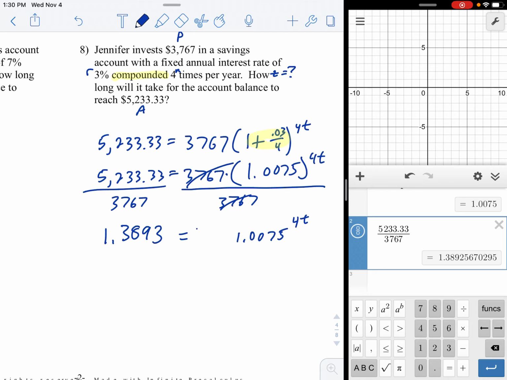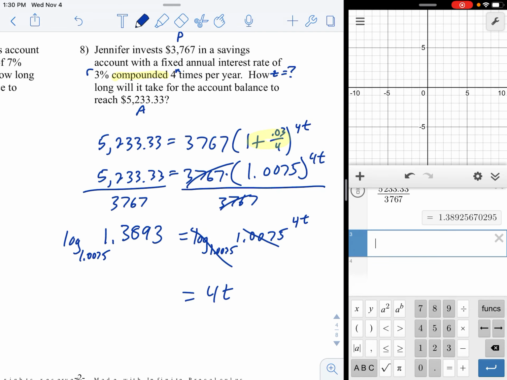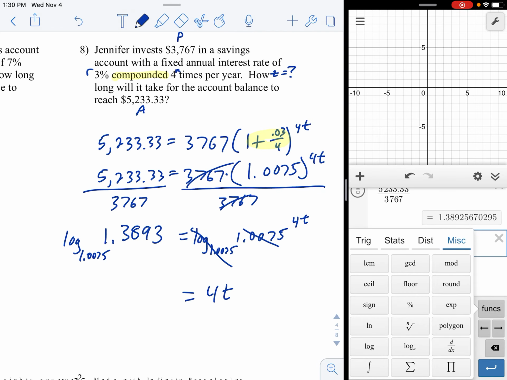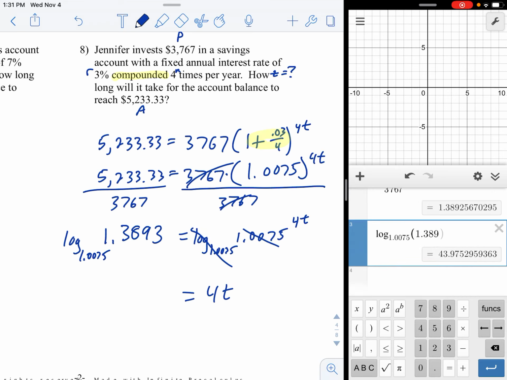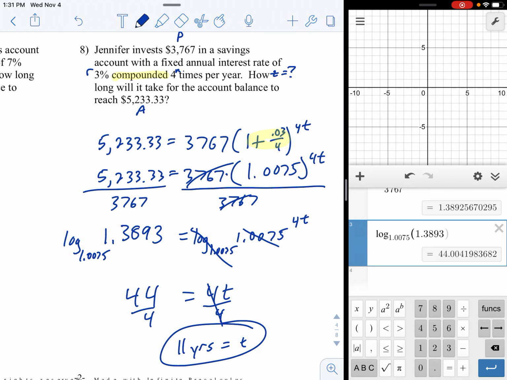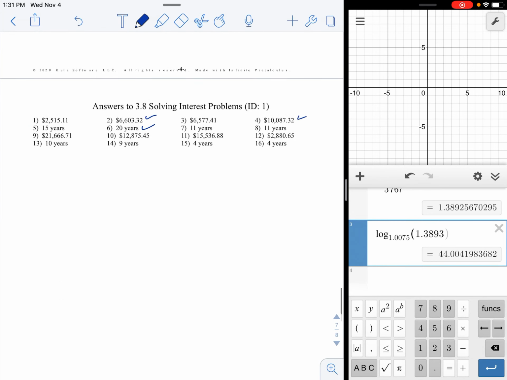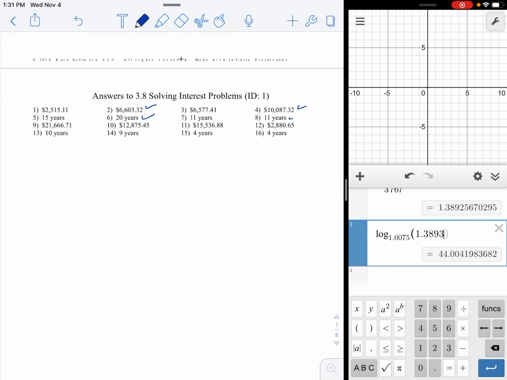All right, now we need to do the logarithm of both sides. Log base 1.0075. Logs cancel out bases. The next step I have to do on the calculator. So the base is 1.0075 and 1.3893. I'm just going to call that 44, because when you divide by 4 on each side, you get 11 years equals t. That should be the answer to number 8. Where is it? There it is right there.